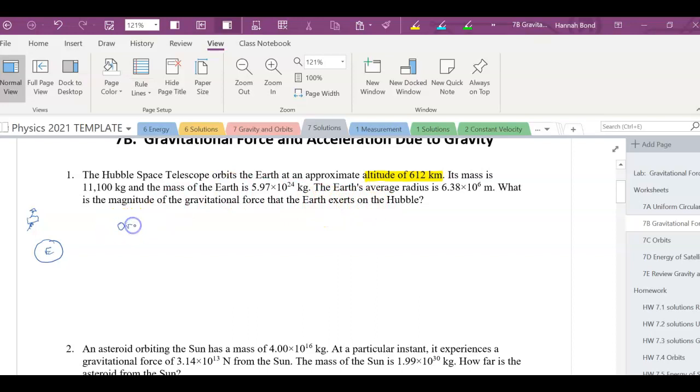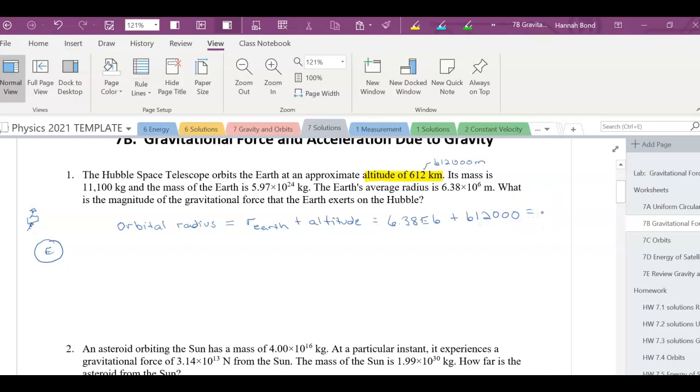So the orbital radius here, and by that we mean the distance from the center of the Earth to the center of the Hubble telescope, is going to equal the radius of the Earth plus the altitude. And I need to find that all in meters. So the radius of the Earth is 6.38 times 10 to the 6th meters. But notice that they've given me the altitude in kilometers. And so I need to understand that that is 612,000 meters. Okay, so I'm going to add that altitude.